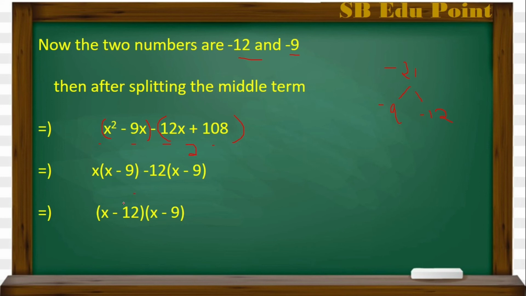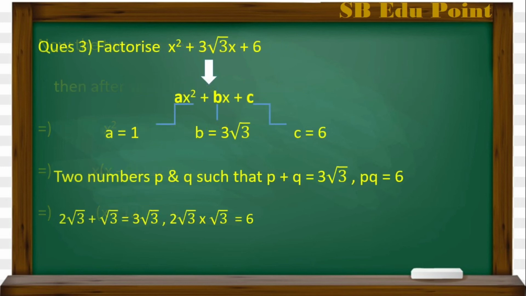And if you see, we can't further simplify these two brackets. So the two factors for the quadratic equation x square minus 21x plus 108 are x minus 12 and x minus 9. And the last question of the video is here.